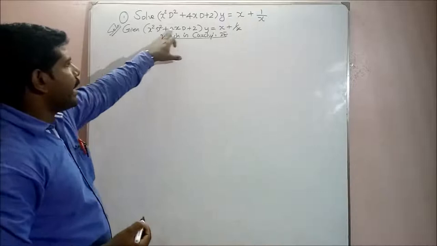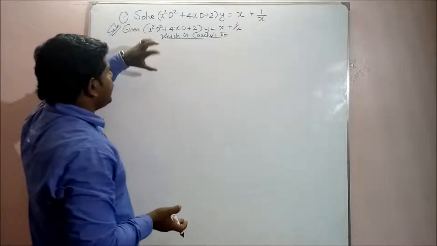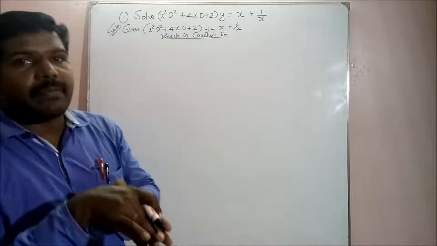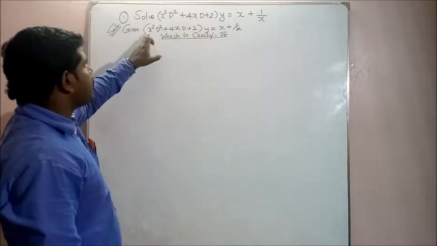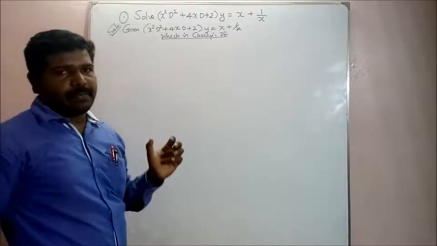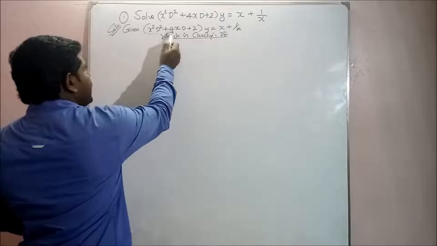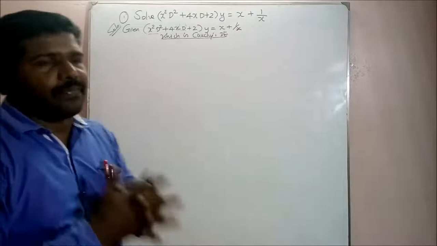So if you look at the Cauchy's differential equation we have to get, that is the proper or standard form. In the proper form, the power of x and the power of D, both should coincide. Here x square with D square is correct, x power 1 with D power 1 is okay. So we have the constant, which is the proper form of the Cauchy's differential equation.